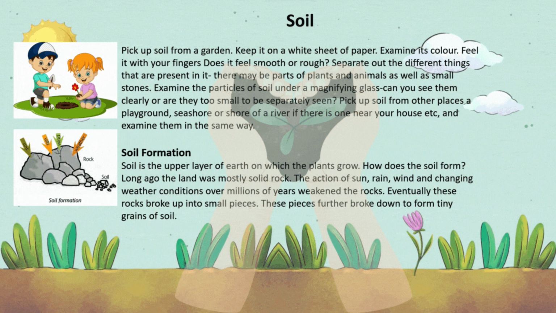Pick up soil from other places, a playground, seashore, or shore of a river if there is one near your house, etc., and examine them in the same way. Soil formation. Soil is the upper layer of earth on which the plants grow. How does the soil form?